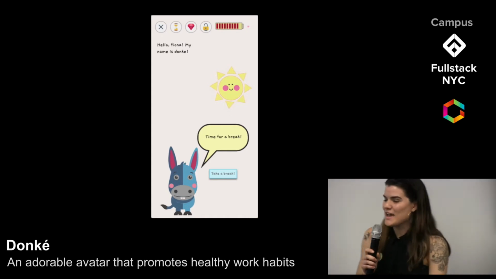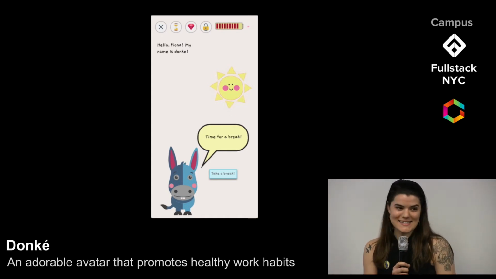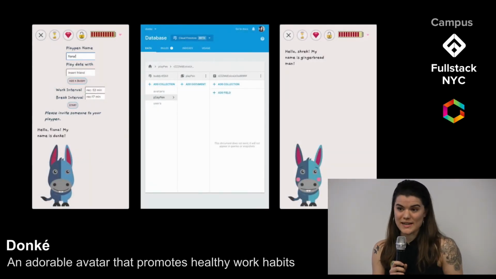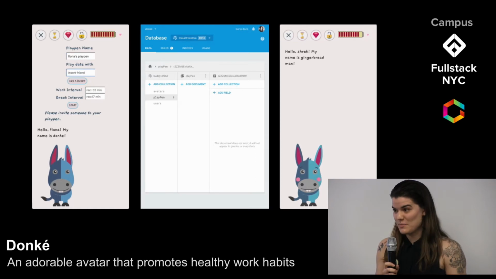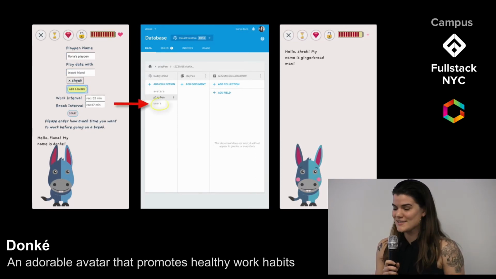All right, thank you. So let's say that Fiona and Shrek are pair programming, and they would like to see their Donkés hanging out together. Fiona can make this happen by creating a playpen. So she sets the name for the playpen and invites Shrek to the playpen. On the back end, that fetches Shrek's user info along with his associated avatar.